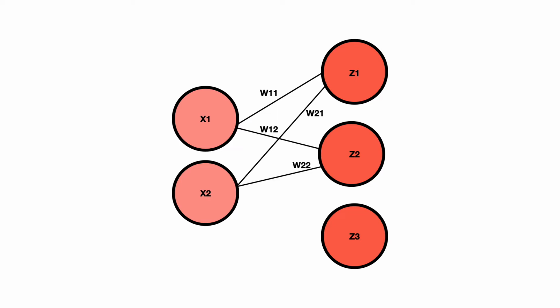Look at this neural network. There is an input layer with 2 neurons and an output layer with 3 neurons. I identify the neurons. Look at Z1. It is connected to each input neuron and these connections have a weight. The same thing is true for Z2 and for Z3.